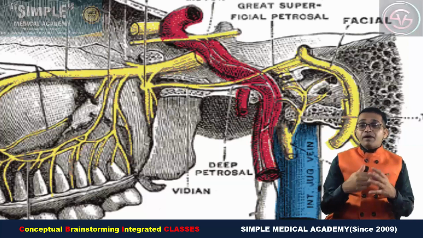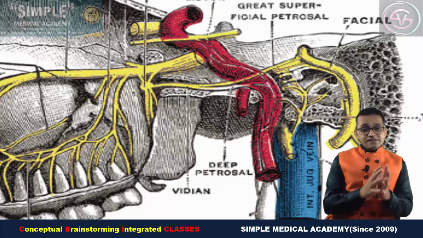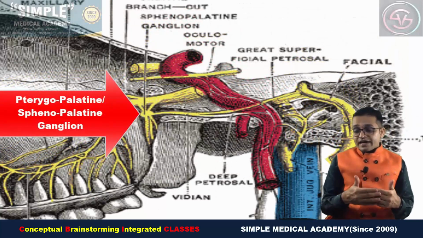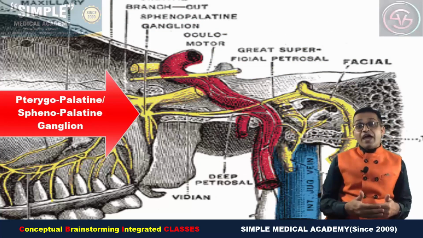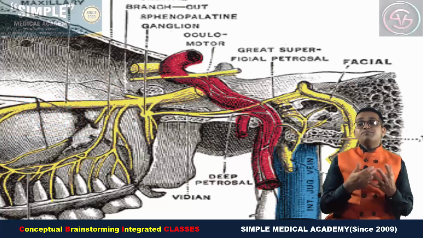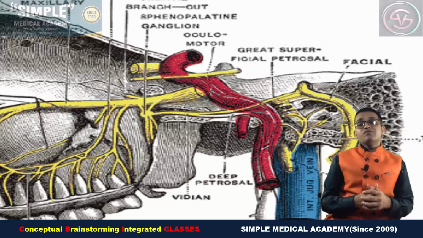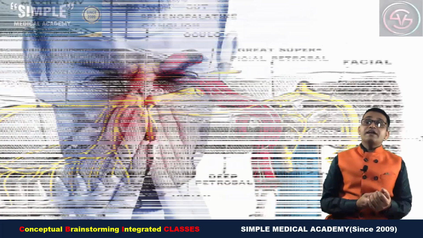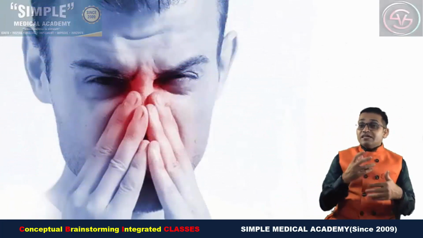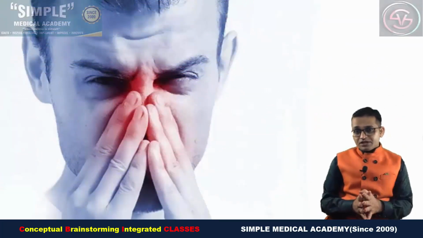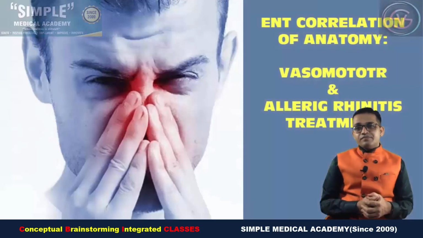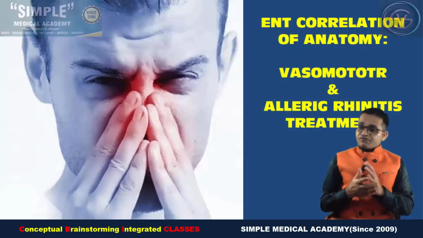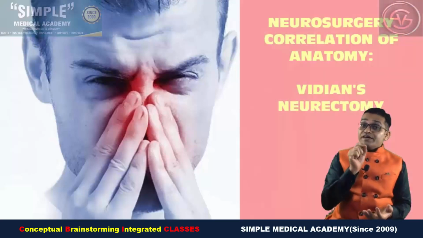Okay, what is the applied part of this Vidian's nerve? We will see in the pterygopalatine ganglion part later that this ganglion, which is also known as the ganglion of hay fever or ganglion of allergy, participates in the allergy. Yes, the Vidian's nerve also participates in the allergy. So correlate with the ENT vasomotor rhinitis, allergic rhinitis part: in case of allergy we treat the patient with antihistaminics. If not treated, then we give steroid tablets, and if still not treated, then we perform the Vidian's neurectomy.